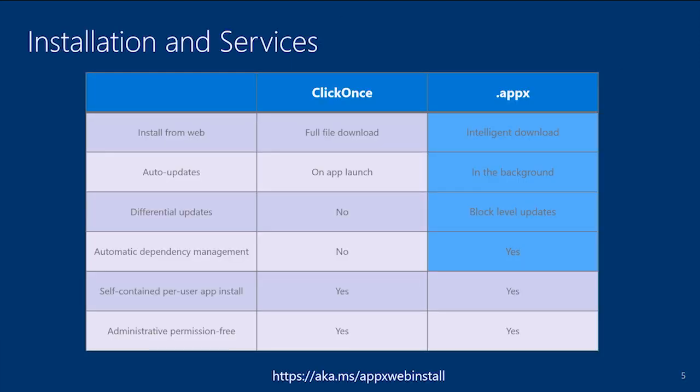Compared to ClickOnce installer technology, AppX packages give you intelligent download even when installed from the web. It gives you auto updates that operate in the background. It'll give you block-level updates, so the entire package doesn't need to be re-downloaded if just one or two files are changed. And it'll also handle automatic dependency management. Now, you don't need to go to the Store. You can even host your own URL-based web installer. For more information about that, check out the link below.